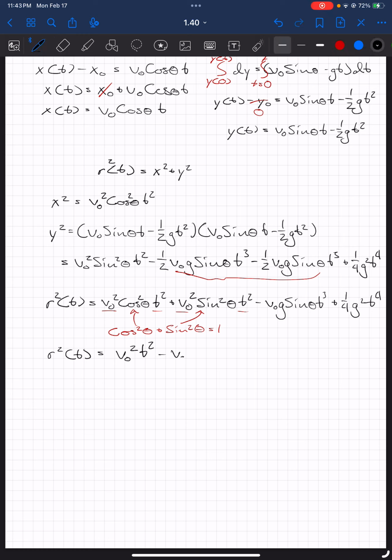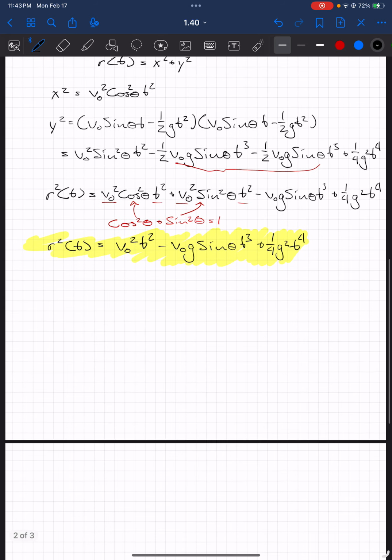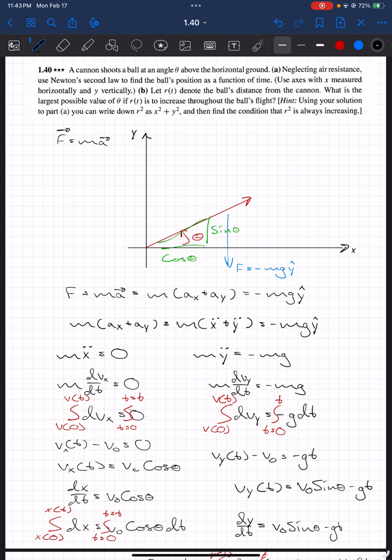Minus r v naught g sine theta times t cubed plus 1/4 g squared t to the 4th. And that will be our final form for our ball's position as a function of time. Now, part B wants us to let r of t denote the ball's distance from the cannon. So r of t is just the ball's position as a function of time, as we described before.